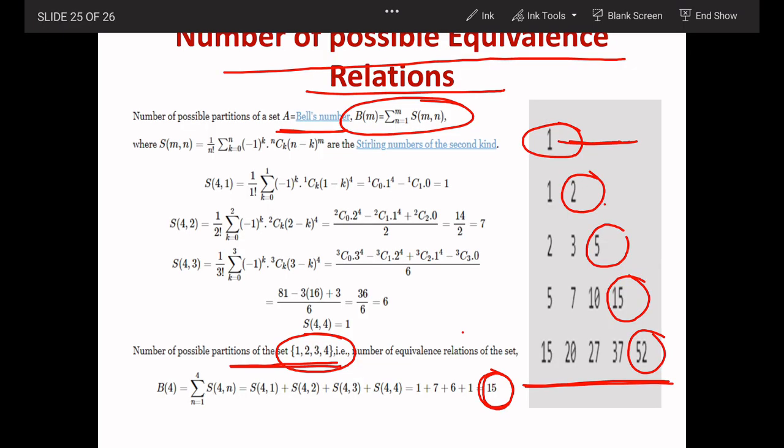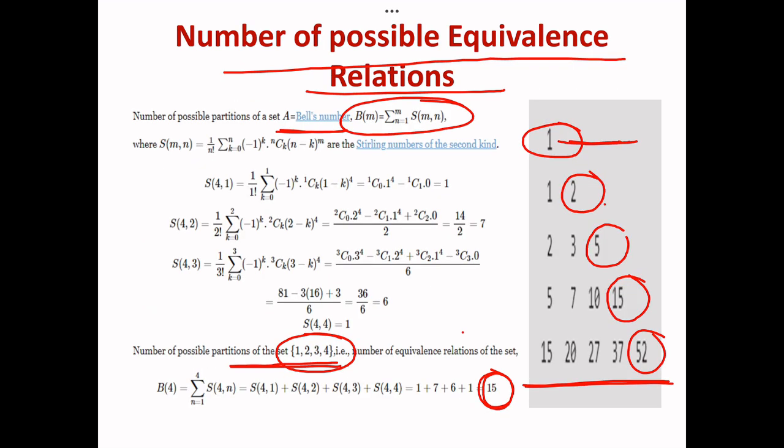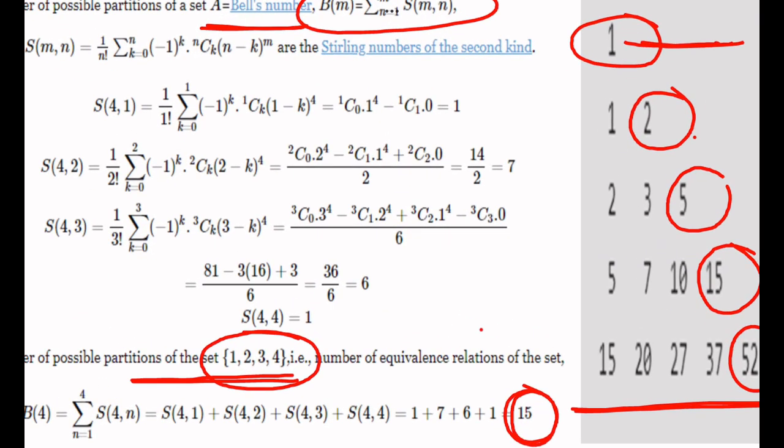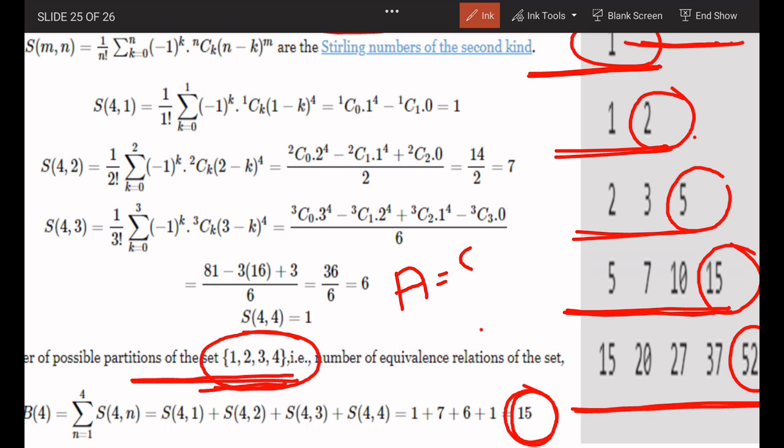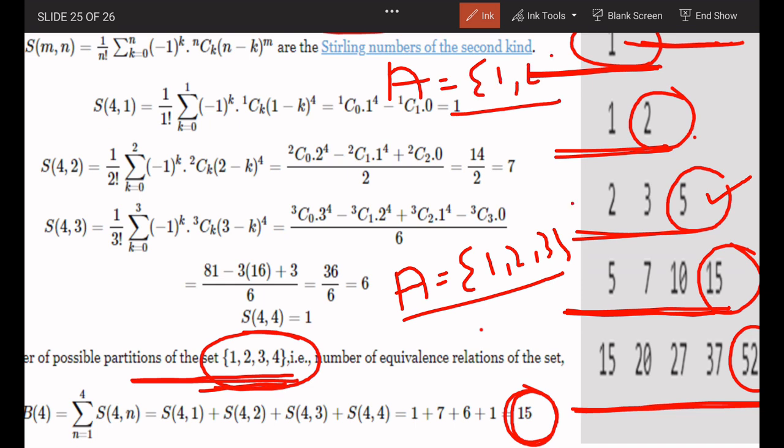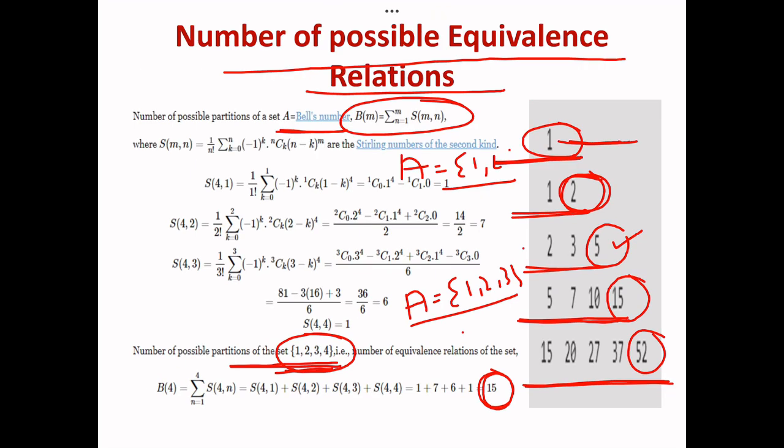Okay, so what I told, you can see also, so if there are a total of 4 elements, then the total is 15. So 4, then 15; 3, then 5; 2, then only 2 equivalence relations; 1, then 1 equivalence relation. What is the meaning of this? If A has 3 elements, then the total number of equivalence relations is 5. So my question was, if A has only 2 elements, then the total number of equivalence relations is 2. This is my answer. Okay, now I think that you understand.